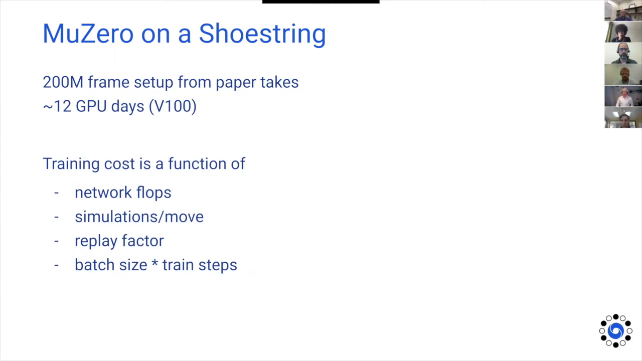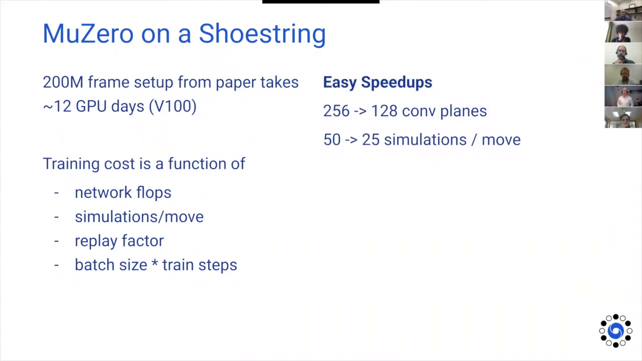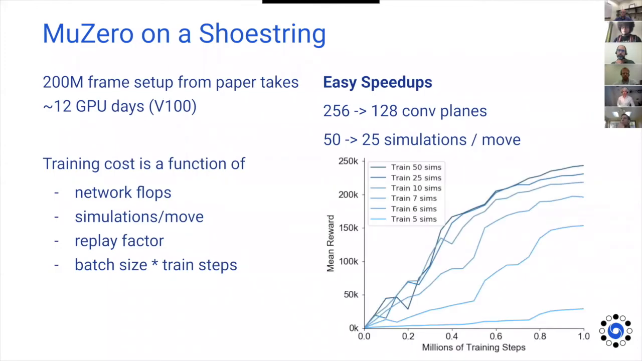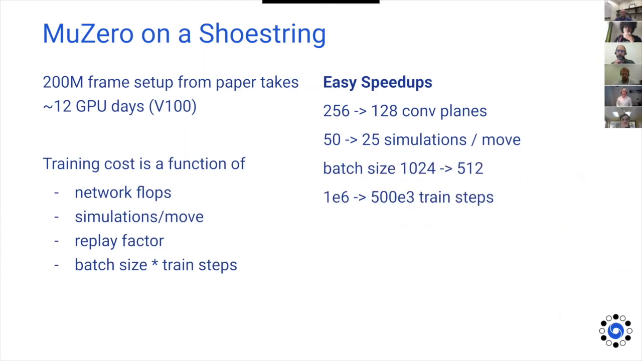And if you look at these parameters, there are some straightforward speedups. We can make the network smaller by reducing the number of conv planes. We can reduce the number of simulations per move, because as we've seen previously in the plot I showed, both 50 and 25 simulations, they all achieve very strong performance. Even going down to 10 simulations, you would probably still get pretty good performance. And on the training side, we can also reduce the batch size or reduce the number of training steps. Especially as we make the network smaller, we do not have to train it as much. We can maybe also start with a more aggressive learning rate.